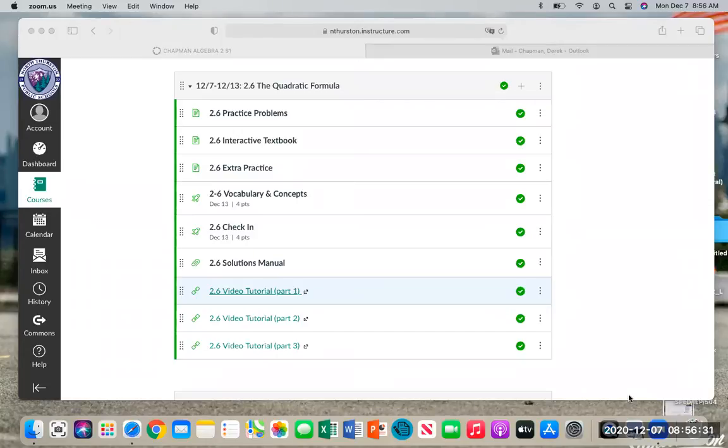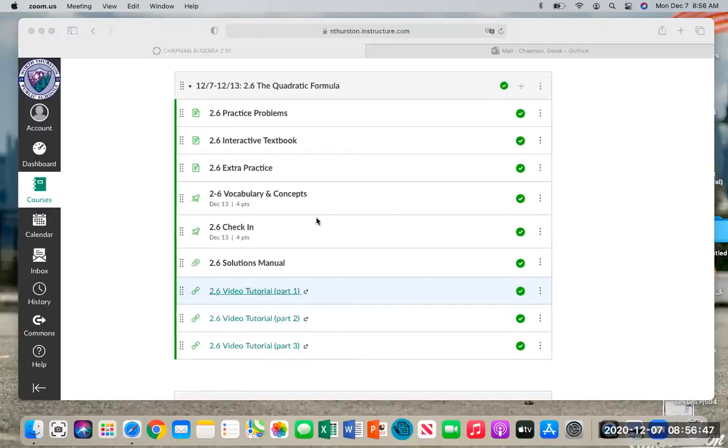So I've always found it interesting that we present multiple methods of factoring when technically the quadratic formula works with any quadratic and it works every single time. But it's one of the many methods that we're required to show you.